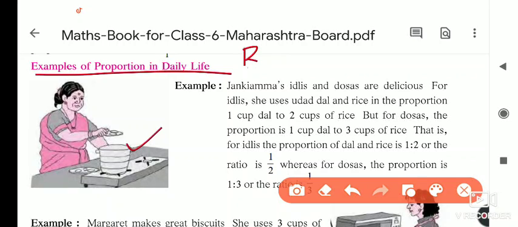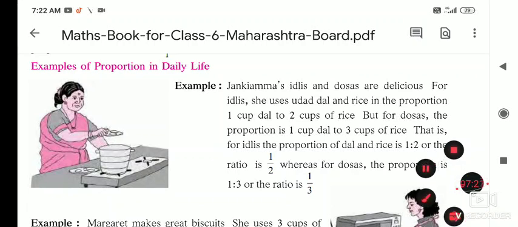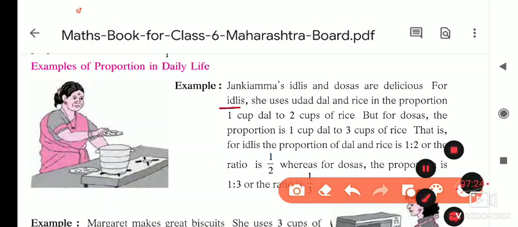Here rice is there, we are using it for preparing this idli. Rice is to urad dal. Okay, and when that ratio is perfect, then the idlis become delicious. So here Janki Amma is also preparing idlis like your mother. Idlis and dosas are delicious. So for idlis, which proportion is she using?